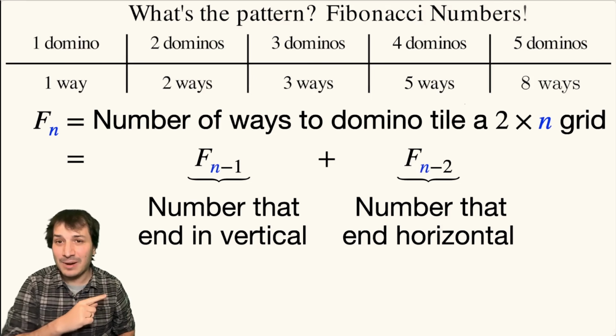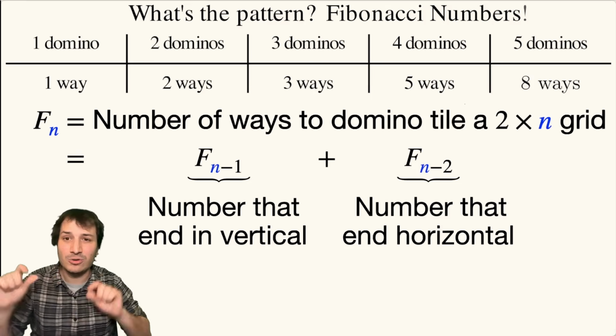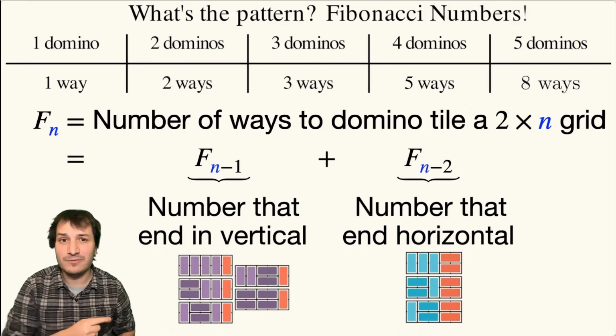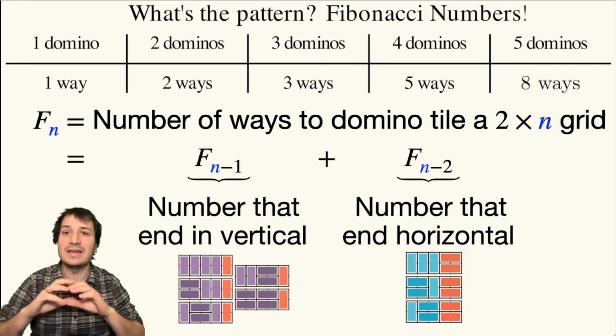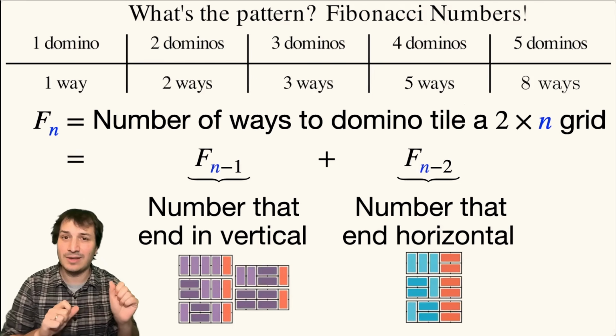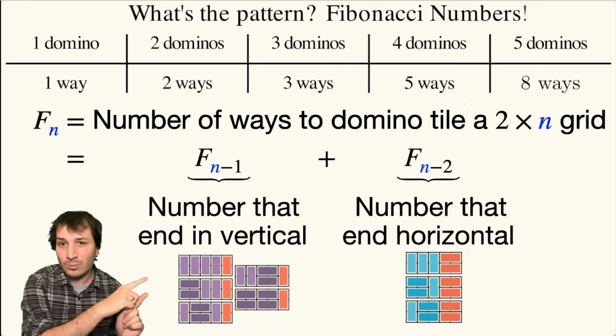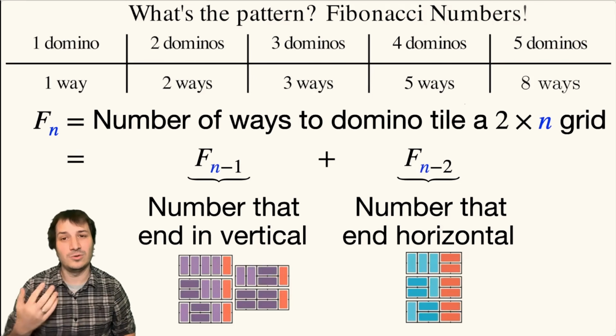And we saw that Fn minus 1 was also equal to the number of domino tilings of an n by 2 grid that end in a vertical. That's what we saw before. And Fn minus 2 is the number that end in a horizontal. And that's because once you fix either the horizontal or the vertical domino at the end, you have these regions that you fill in, and there's either n minus 1 spots when you do a vertical or n minus 2 spots when you do a horizontal.